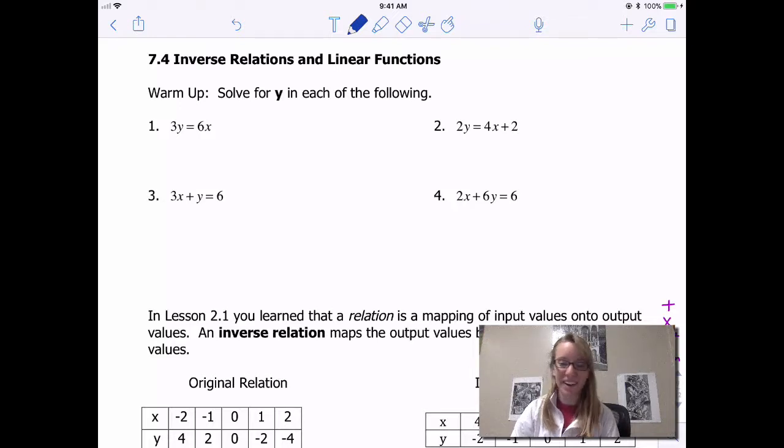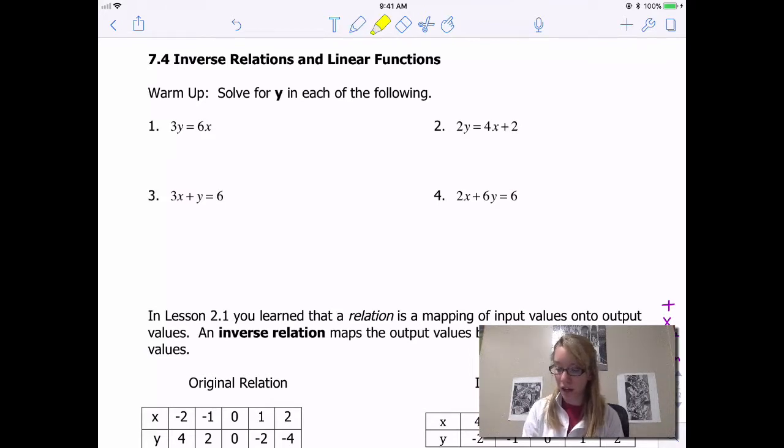Hey, it's Mrs. Marquette. Today we're doing 7.4, which is inverse relations, specifically of linear functions. Today we're going to be doing a lot of stuff with relations and finding the inverse, but to do all of that, we need to remember some algebra skills, and specifically solving equations that have more than one variable. So we're going to do this warm up together.